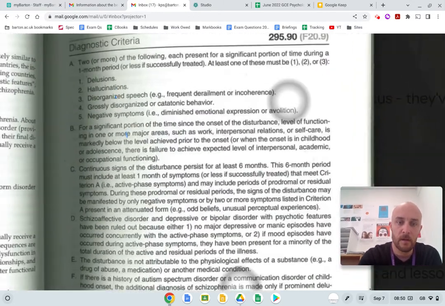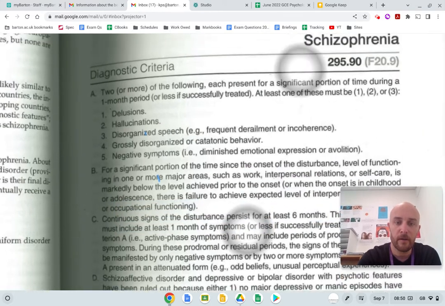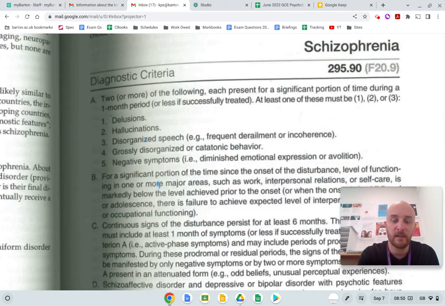There we go. These are your 5 symptoms that you need to know. As you can see up the top, it says that you need to suffer 2 or more of these, each present for a significant portion of time during a 1-month period, and you need to have done that for 6 months. At least one of these must be either 1, 2, or 3. So the numbers are just here.